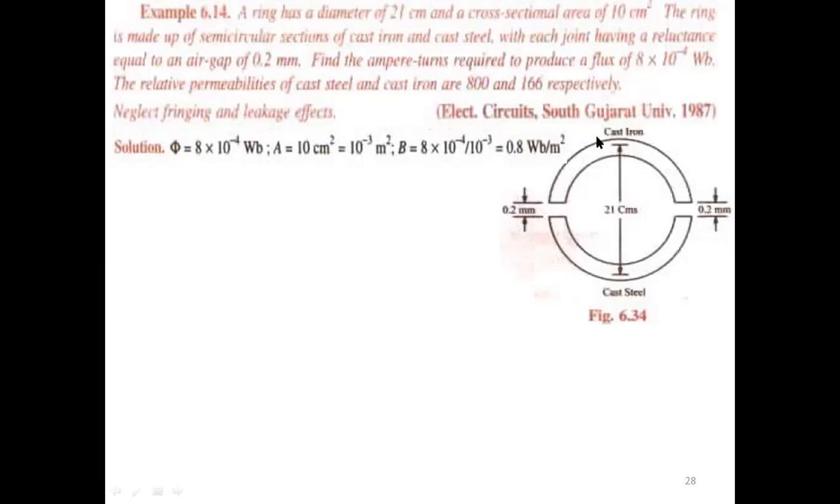Each joint means this is the iron material, here is the steel material, and we have to join these two. We have to make a semicircular ring, so we have to join these two. So how is the joining section? It is a 0.2 mm gap they have given here in between. This is 0.2 mm and this is 0.2 mm gap they have given here. So find the ampere turns. Is the confusion clear?